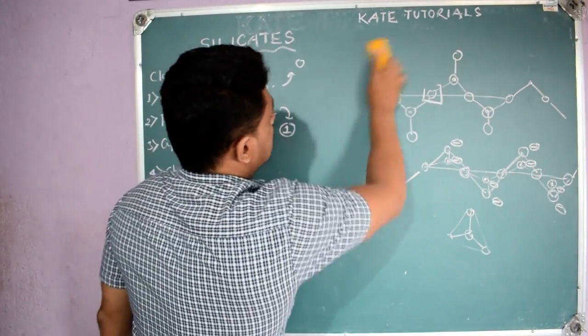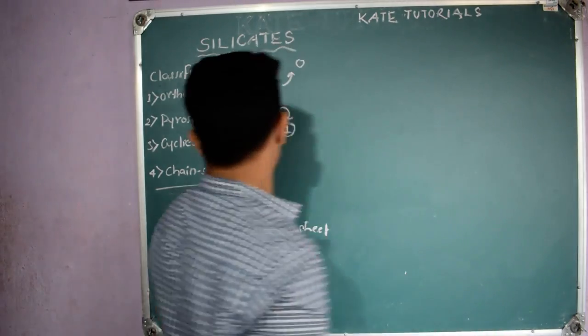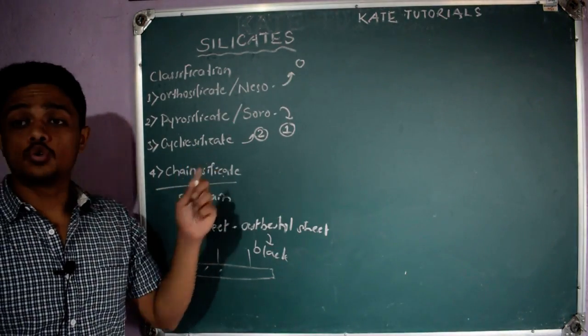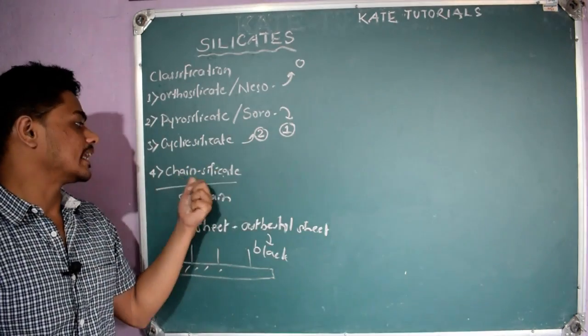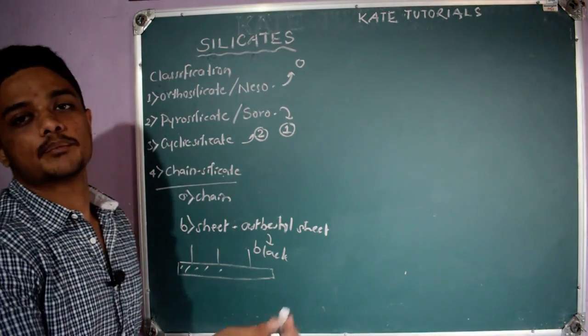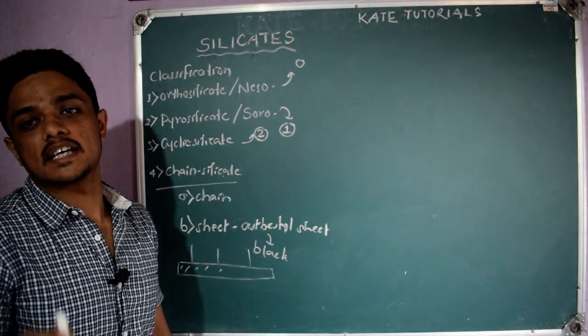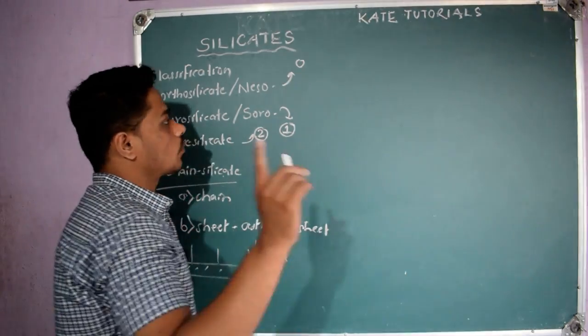So orthosilicate, no oxygen is shared. Pyrosilicate, one oxygen is shared. In cyclic silicates, 2 oxygens are shared, whereas in chain silicates again 2 oxygens are shared. These things you should remember. In some exams they will directly ask, in pyrosilicates how many oxygens are shared. Just you should tell 1 oxygen, right?